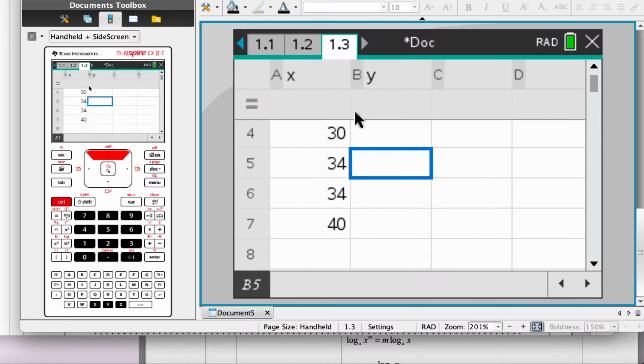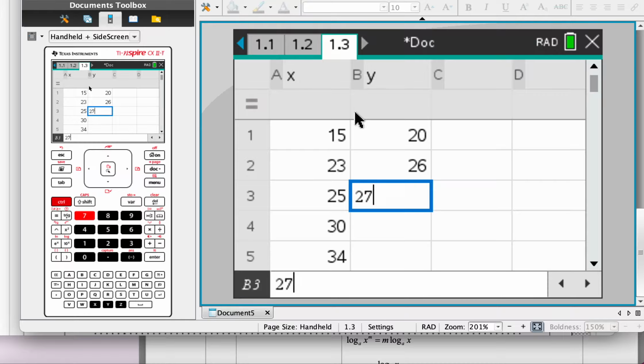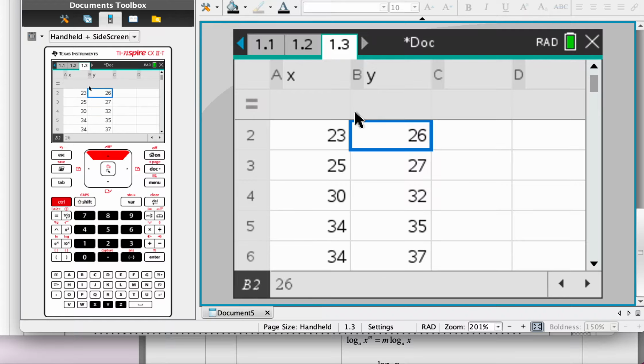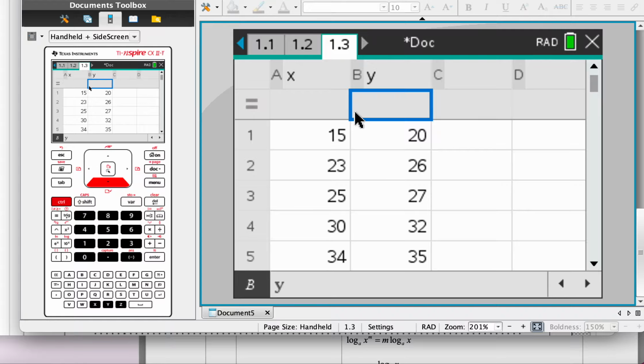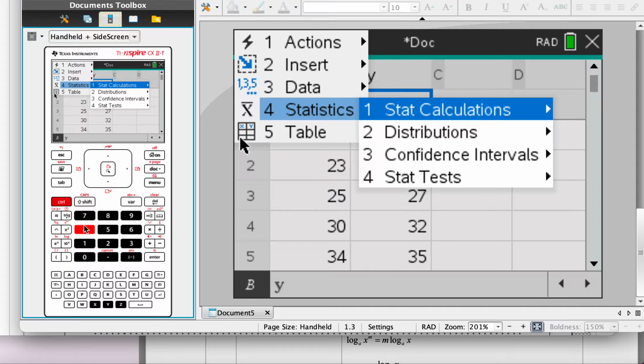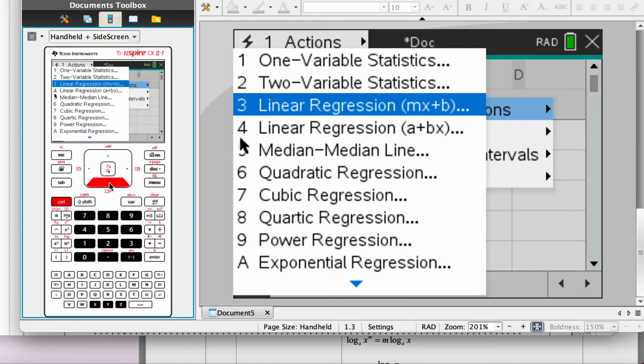You probably want to double check those numbers before you move on really quickly. So 20, 26, 27, 32, 35, 37, and 35. Okay, so now we need to find the value of a. Okay, so we need to go to menu and number 4, which is stats, and look at stat calculations, and we're doing a linear regression.